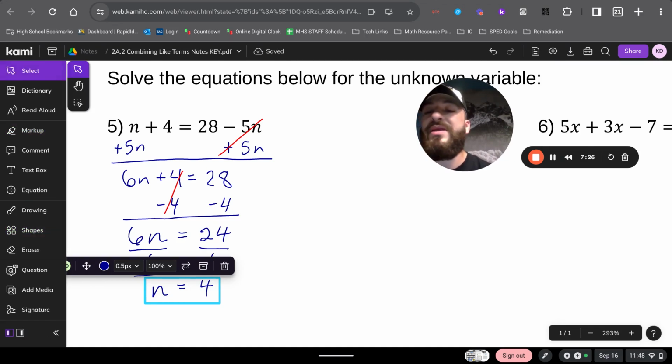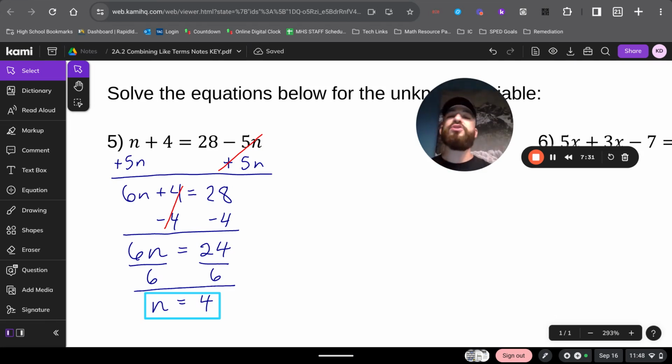So the key to this one is that very first step to move those n's over. But really, really important. Notice when I added this 5n, I added it to the n term. I didn't add it to the 4 because 5n and 4 are not the same sort of term. So I only want to add to like terms.